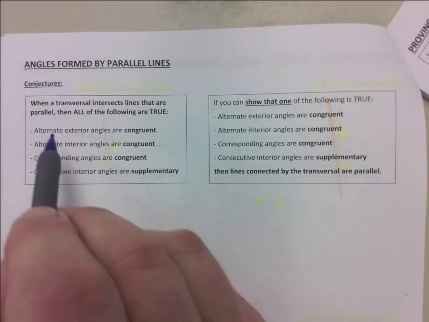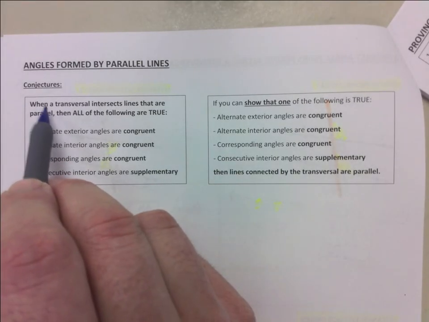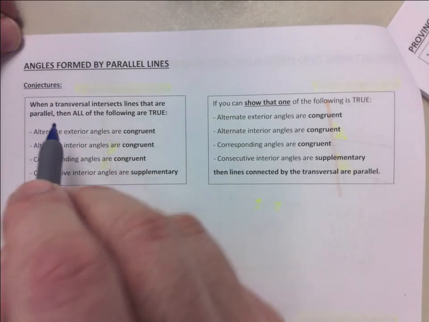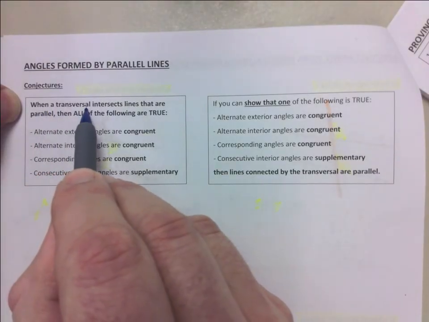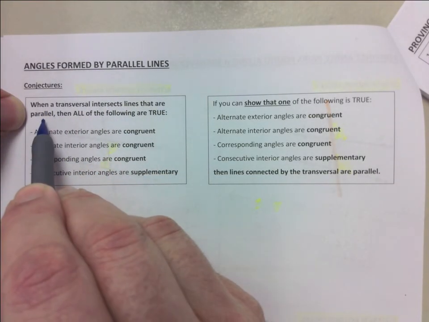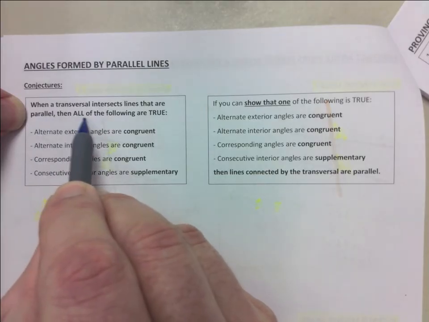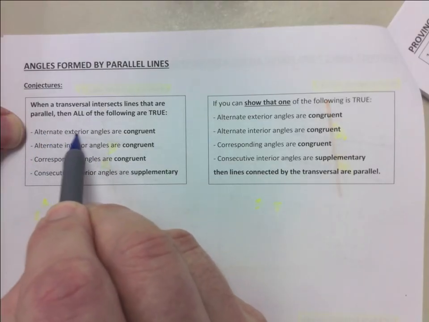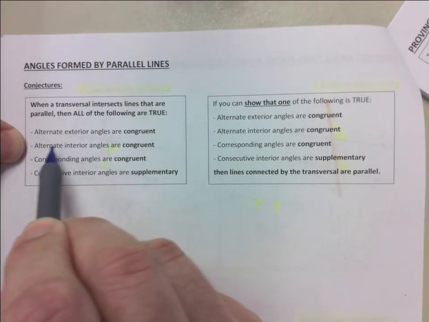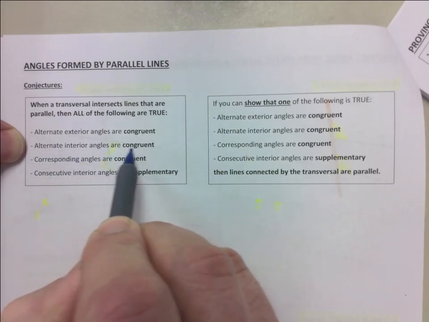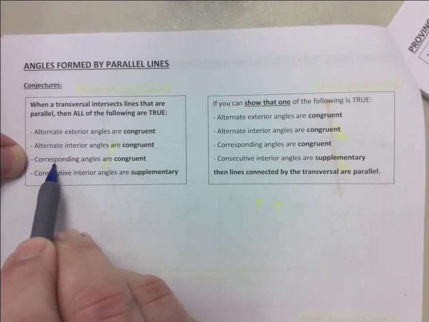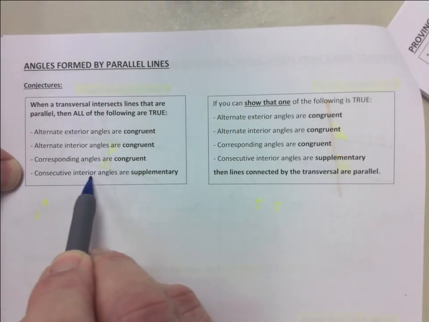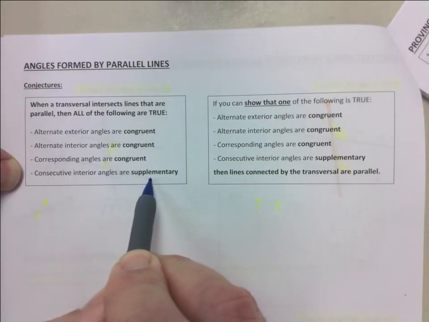Page 6. Conjectures. Okay, so we can draw some conclusions here. When a transversal intersects lines that are parallel, then all of the following are true. Alternate exterior angles are going to be congruent. Alternate interior angles are going to be congruent. Corresponding angles are going to be congruent. Consecutive interior angles are going to be supplementary.